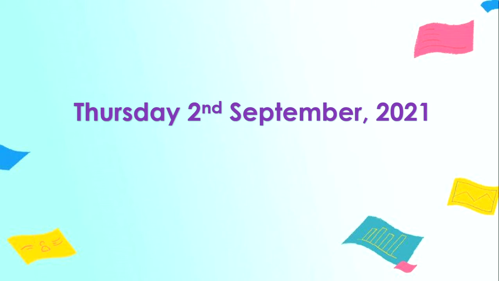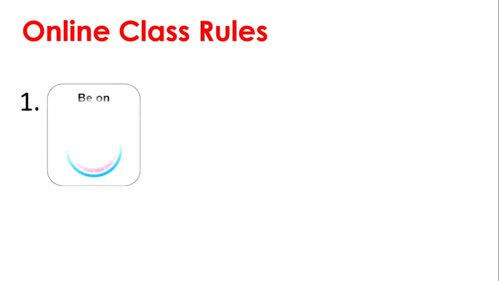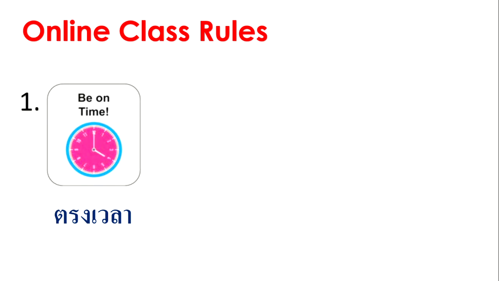Before we start our lesson for today, let's talk about online class rules. What are those online class rules? The first one is be on time. Be on time, it means you don't have to be late in attending your online class. You always have to be on time.